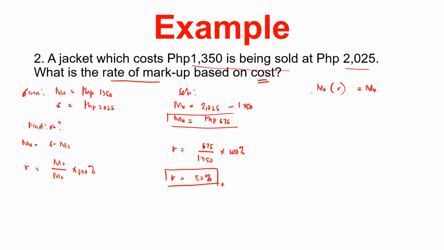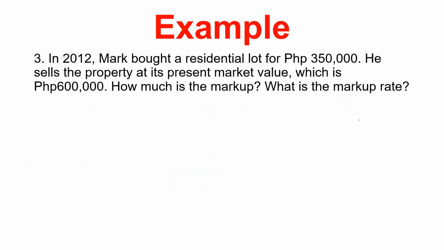Okay? So, since our cost price is 1,350, multiply it by 50% or 0.50, 0.5. That would be equal to 675. Babalik tayo kay markup. Okay? Just counter-checking. Let's have number 3.